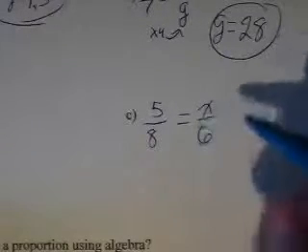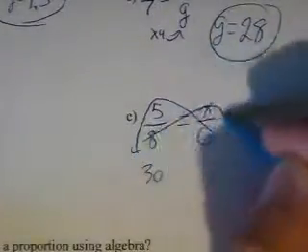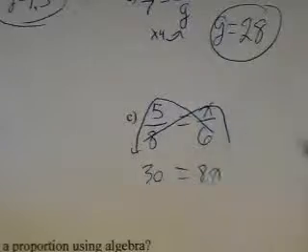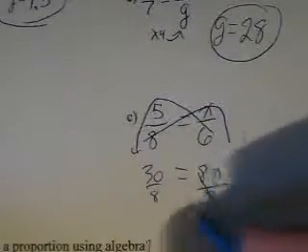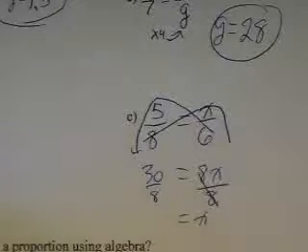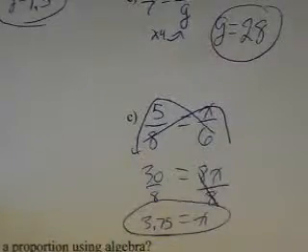Alright, so let's see how you did. Hopefully, you multiplied these two and got 30. Multiplied those two, got 8x. And then you divide by 8, and you go, Mr. Henry, it doesn't come out right. Well, it does. It just doesn't come out to a nice, pretty number. You should get the answer of 3.75, and that is correct. That's what you should get.